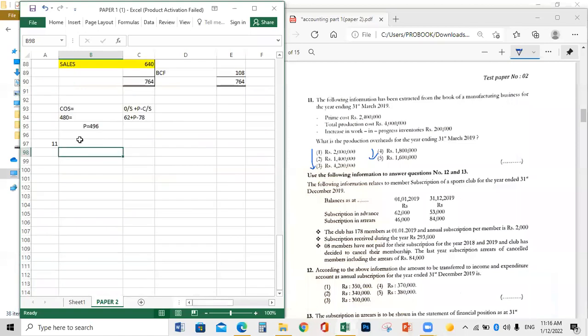So you know, guys, how to find production cost. Since they have given prime cost, I will also start from prime cost. Then you add the production overhead, and if there is any change in work in progress, you have to do the work in progress adjustment. Then you get the production cost.